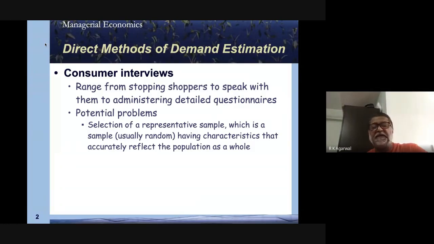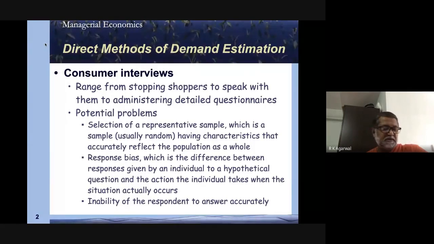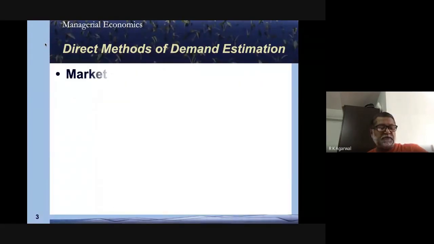You have to first collect a representative sample. Likely you will do so through representative sample, through random sample. And then response bias, you never know whether the answers that you are getting from the respondents are correct or biased. And it's quite possible that the respondent just doesn't know the answer to your question. So if you ask me whether you will buy a car in the next 6 months or so, I may not know the answer to that question. So these are some of the problems.